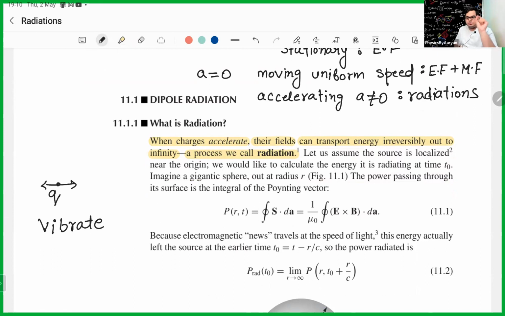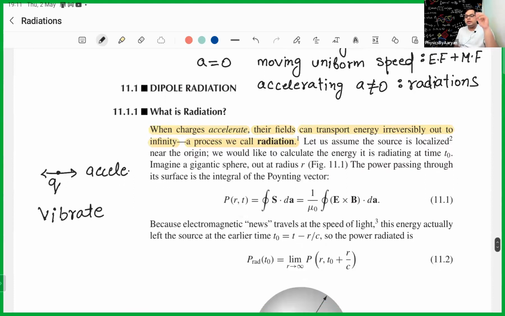When the charge vibrates, it is accelerating because the magnitude of its speed is changing, and the direction of the velocity is continuously changing. So it basically starts to accelerate, and all of a sudden it will start emitting energy. The energy of these radiations will start getting emitted. And finally, what will happen? The vibrations will die out and it will come to rest.